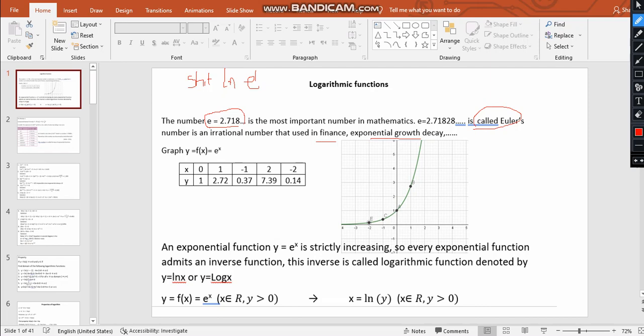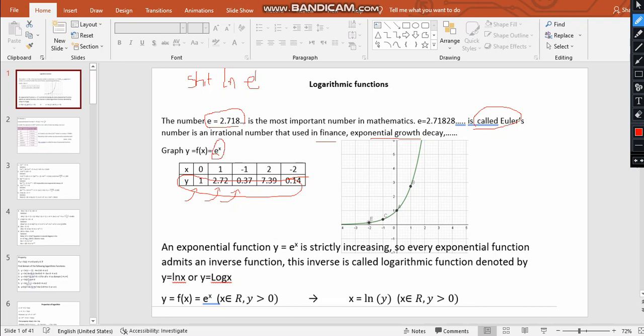So if you want to graph this number e, here e is positive. You can take x to be 0, e power 0 is 1. If x is 1, it's 2.72. If x is minus 1, it's 0.37, etc. As you can see, y is always positive. Why? Because e is positive. e raised to any power is always positive.